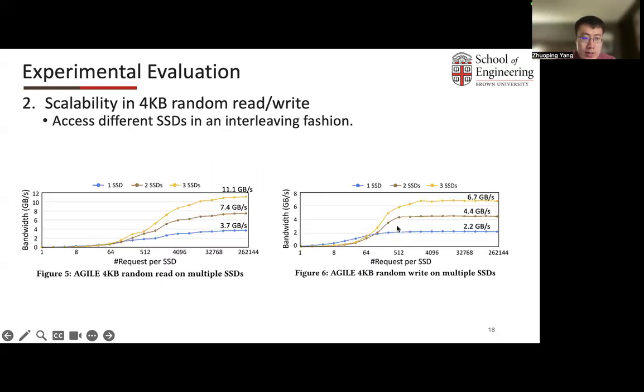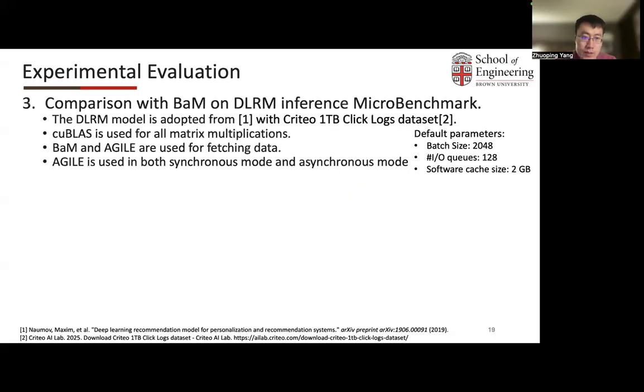Then we evaluate Agile using 4K random read and write to see the scalability of Agile. We access different SSDs in an interleaving fashion. And we can see that Agile has good scalability in both read and write.